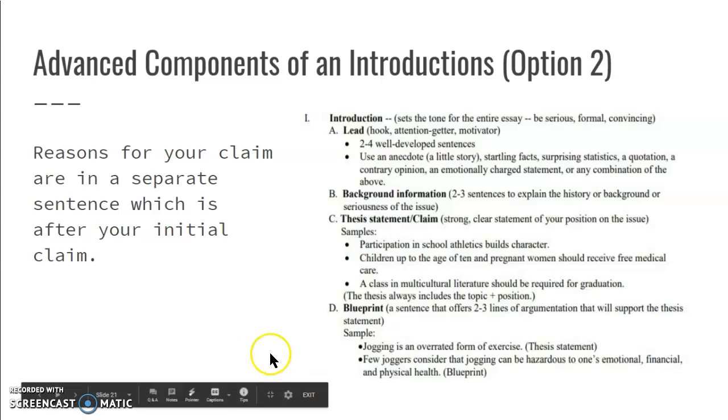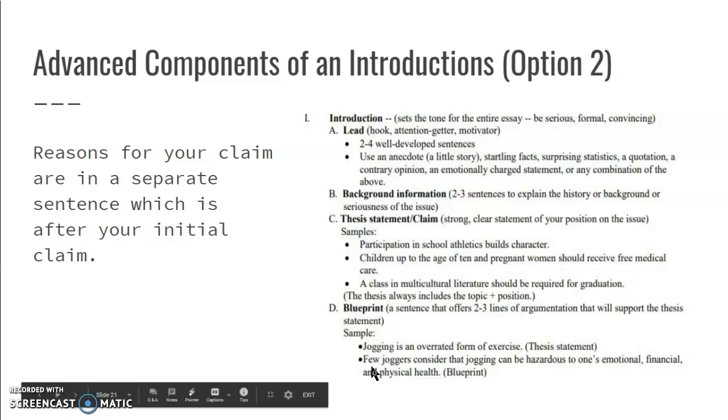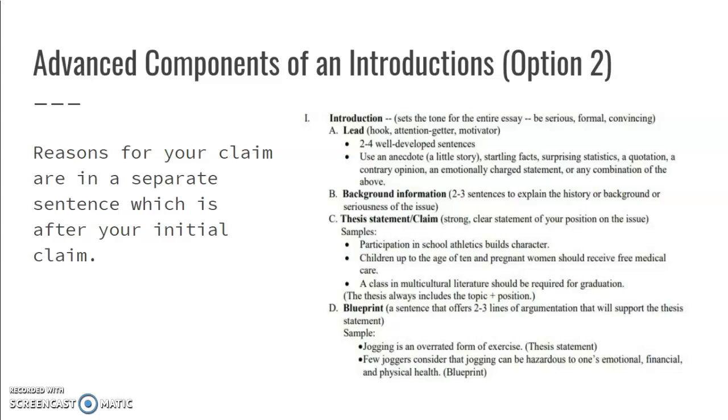For example, let's look right here. So if I were to say jogging is an overrated form of exercise, right? That's my opinion. Now I got to prove it. Now I got to tell you why I said what I said. So my blueprint will be few joggers consider that jogging can be hazardous to one's emotional, financial, and physical health. So those 3 things, emotional, financial, physical health, are the 3 things that I am going to discuss in my body paragraph.